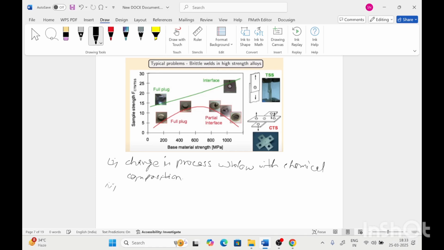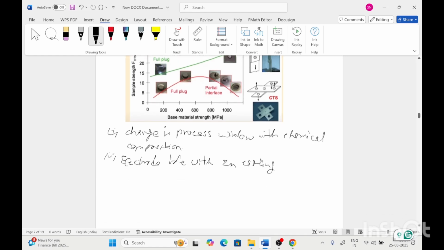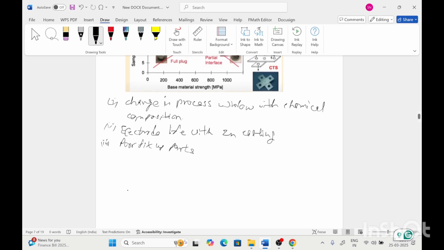The second point is the electrode life with zinc coating. The zinc coating is done on steels, so the zinc can diffuse into the copper electrode, and that can reduce the life of the copper electrode by changing its composition. The third problem is from poorly fitted-up parts. If the electrode and base materials are not placed at the exact position, then it can also hamper the welding joint strength.